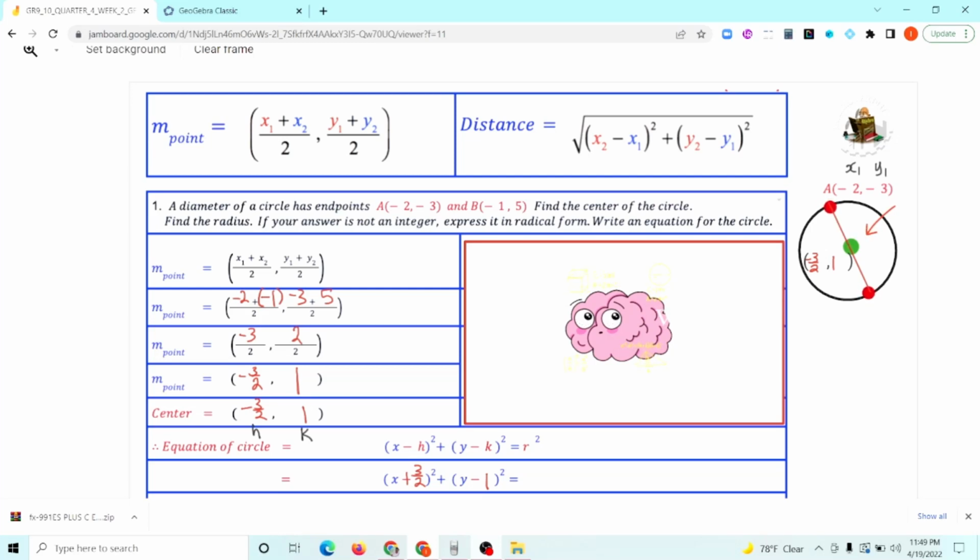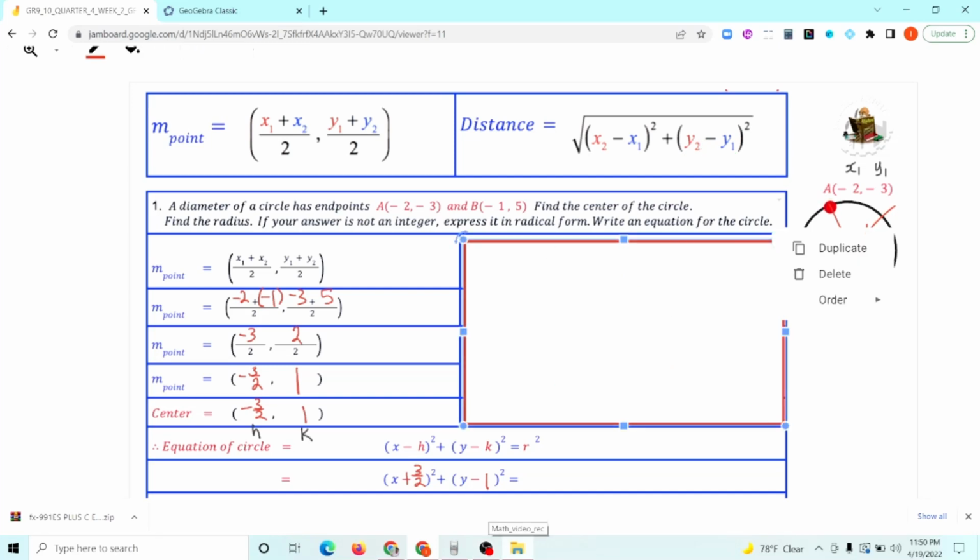Now let's label our coordinates. We already have x sub 1, y sub 1, so let's label this as x sub 2 and y sub 2. Why am I doing that? Because in my formula I have x sub 2 minus x sub 1, y sub 2 minus y sub 1. Alright, and now I can just substitute.